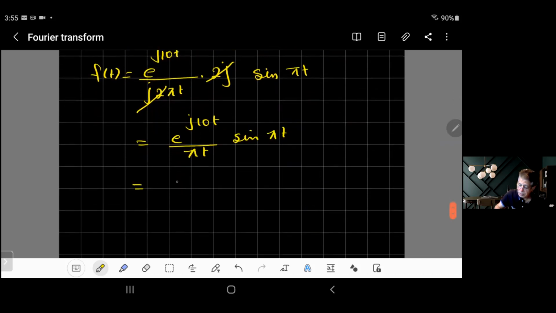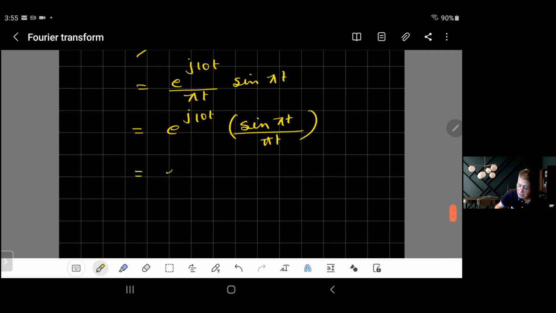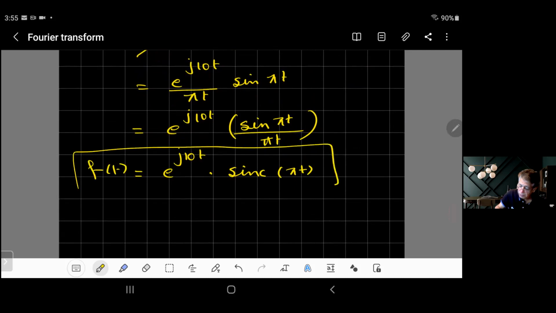Well, that's interesting. e^(j 10 t), and you make sine pi t divided by pi t here. You remember from last lecture, this one we call sinc pi t. So e^(j 10 t) times sinc pi t. So that will be the expression for the time domain.